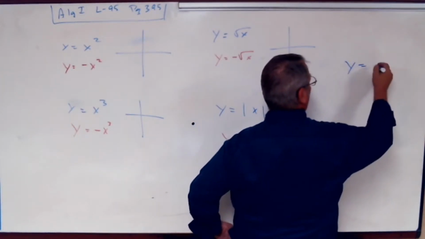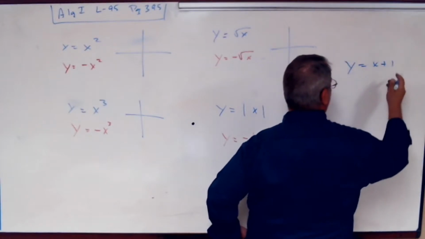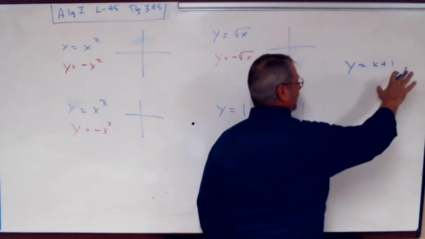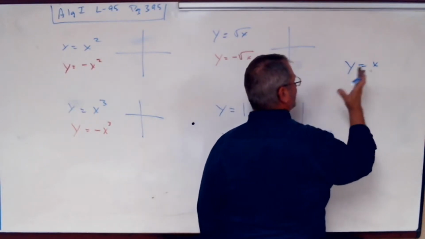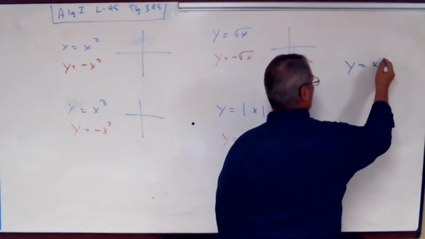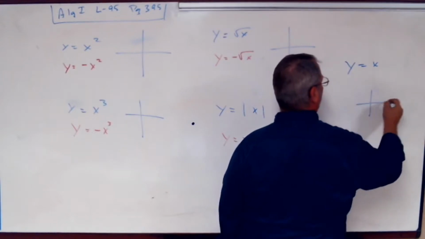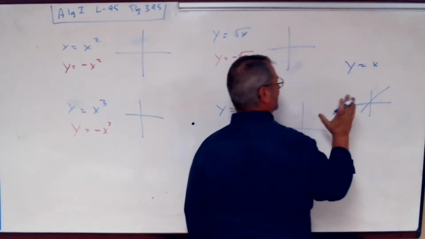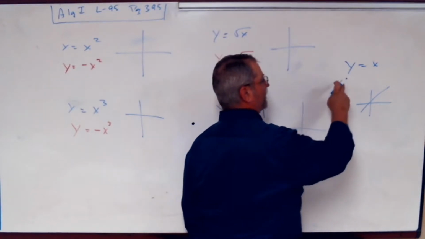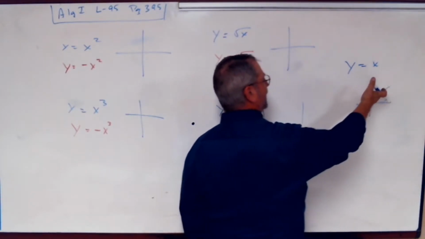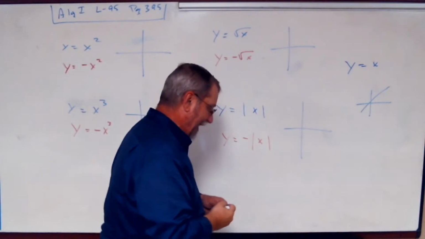Y equals x plus 1. This is a linear equation. Even more simple, y equals x. This is a linear equation. There's no exponent. If you put it on a graph, it's just going to look like that. It is a straight line. This is the characteristic shape of a linear equation. It is a straight line.